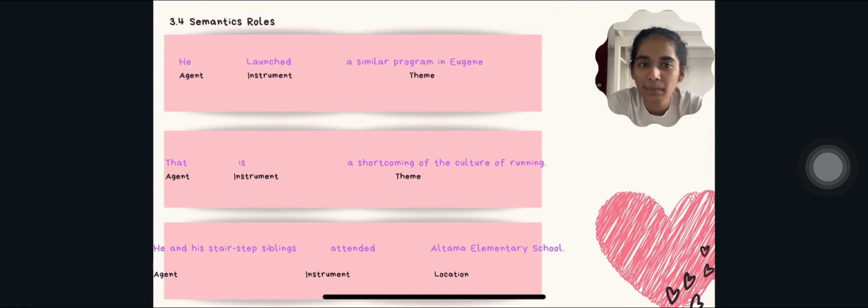So the second example is: that is a shortcoming of the culture of running. So that is agent, is the instrument, and theme would be a shortcoming of the culture of running. And the last one would be: he and his stair-step siblings is agent, which is the person that performs the action. Attendant is an instrument, which is the person performing the action. And Altama Elementary School would be the location. So it's a place, and we definitely call it a location.